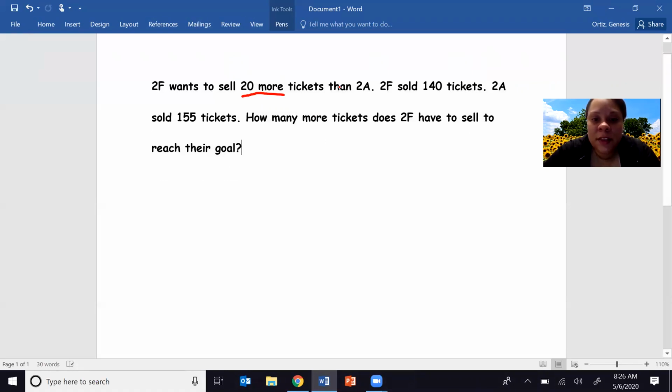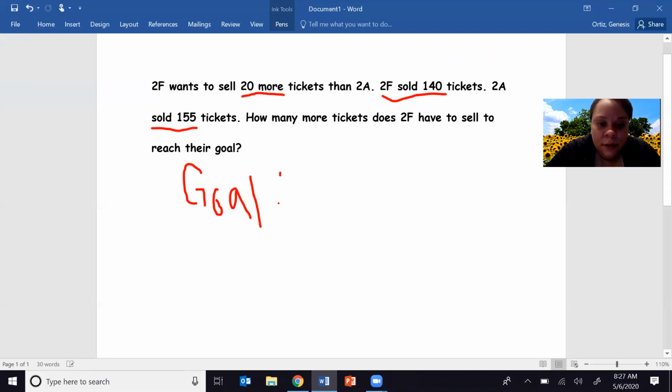More is the key word here than 2A. 2F sold 140 tickets. 2A sold 155 tickets. How many more tickets does 2F have to sell? So remember, we're looking for that hidden question. The hidden thing here that we need to remember is the goal. What is their goal? To have 20 more than 2A.